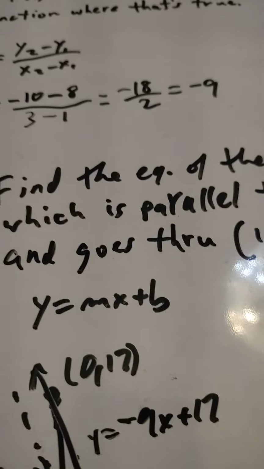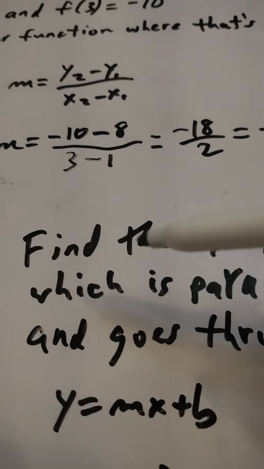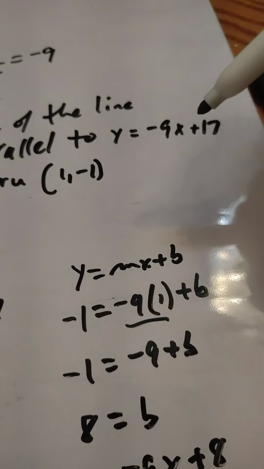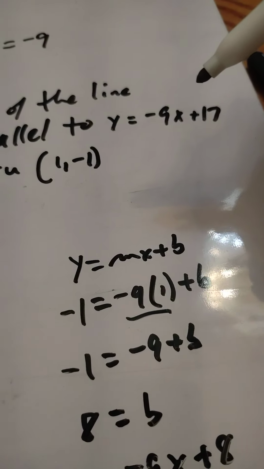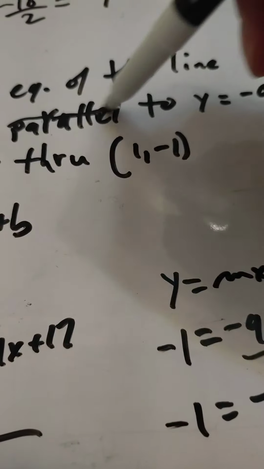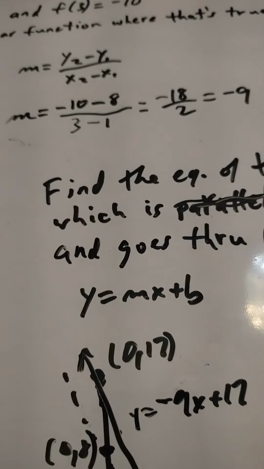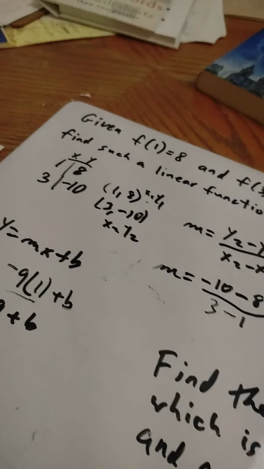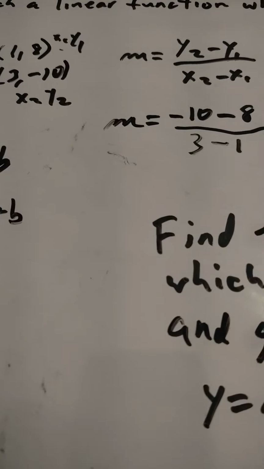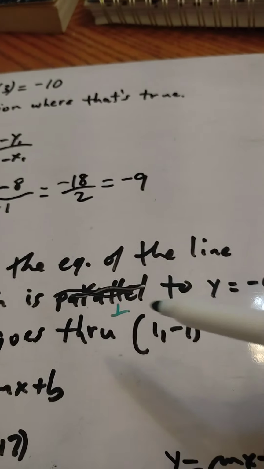Okay, what about, instead of asking this, find the equation of the line which is parallel to the given line, y equals negative 9x plus 17. How about I erase the word parallel now and make it perpendicular. So I'm going to use a different ink color to make it more clear. So I'm going to write perpendicular. That's the symbol for perpendicular.